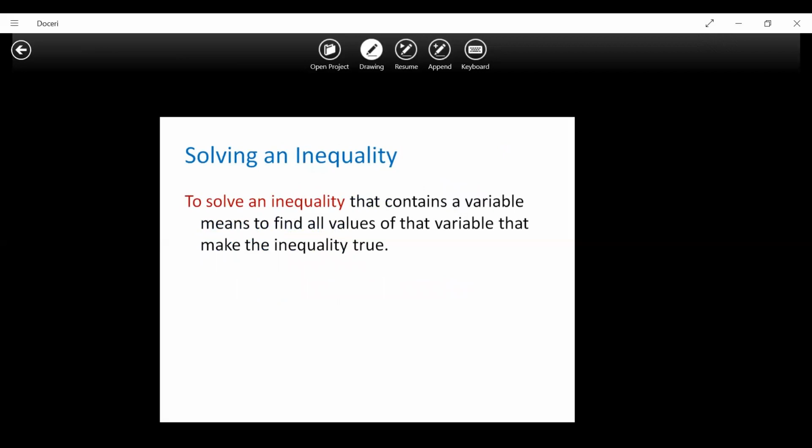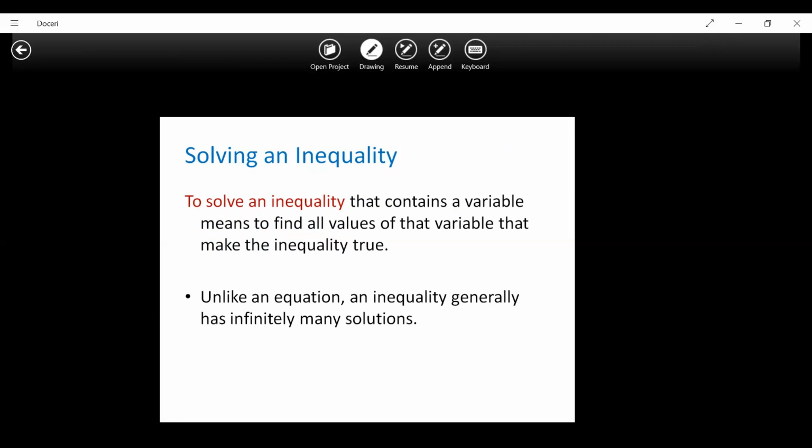Here we go. Solving inequalities. To solve an inequality that contains a variable means to find all values of the variable that make the inequality true. A lot of the times we're not going to be able to look at just one solution. Unlike an equation, an inequality generally has infinitely many solutions, depending on what number we can plug in. It also means that we can form an interval or a union of intervals on a number line. That means we can both graph it and show it in interval notation, just like 1.1 did. So we're going to relook at that material.